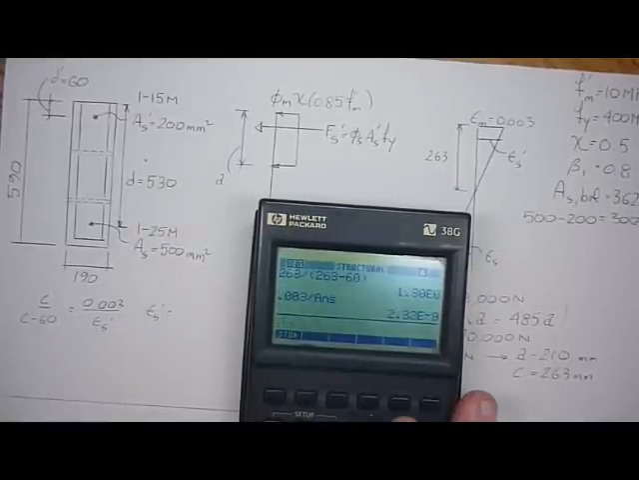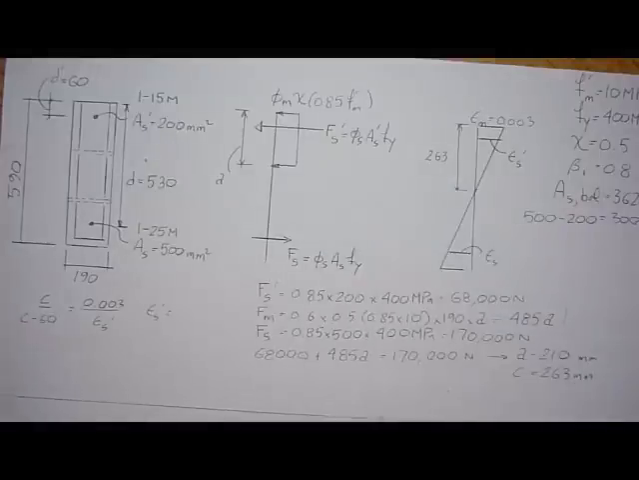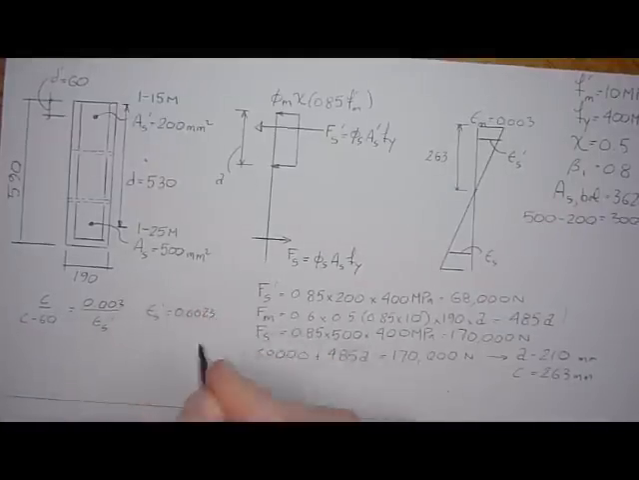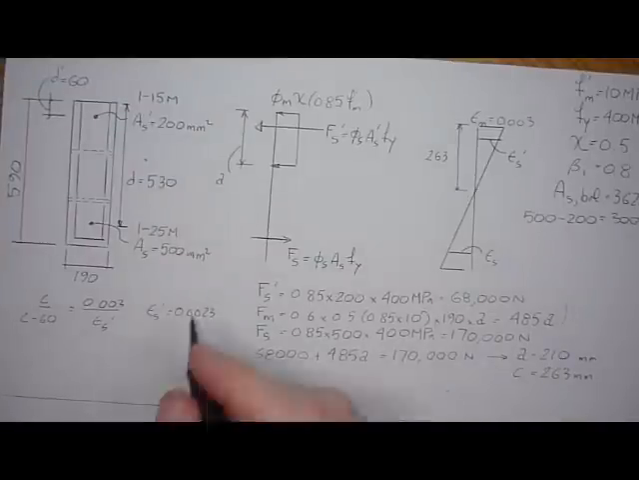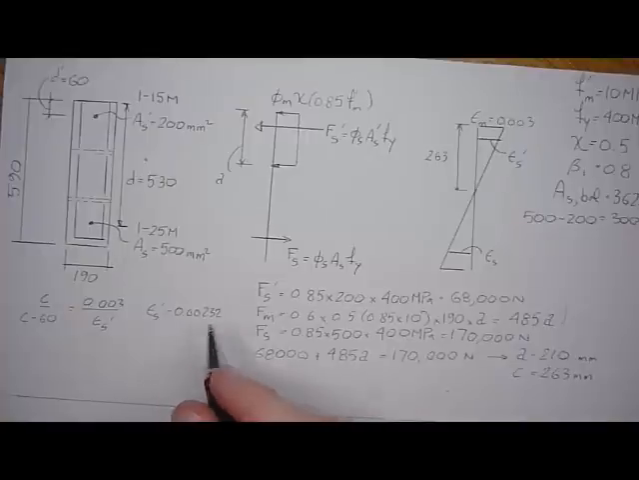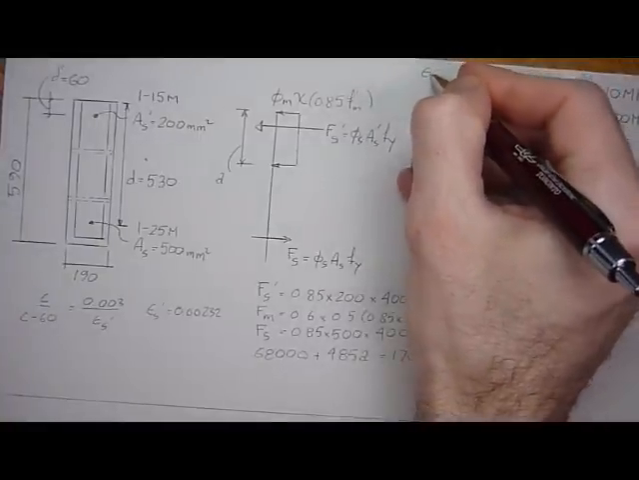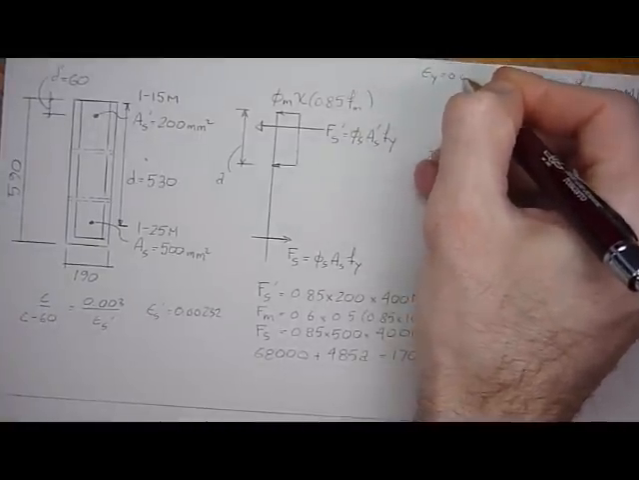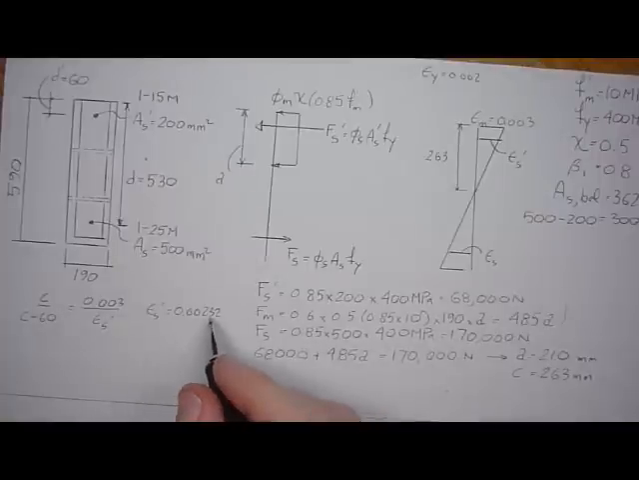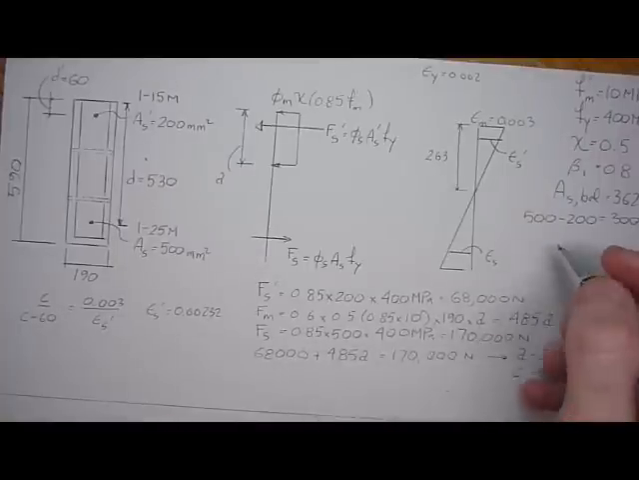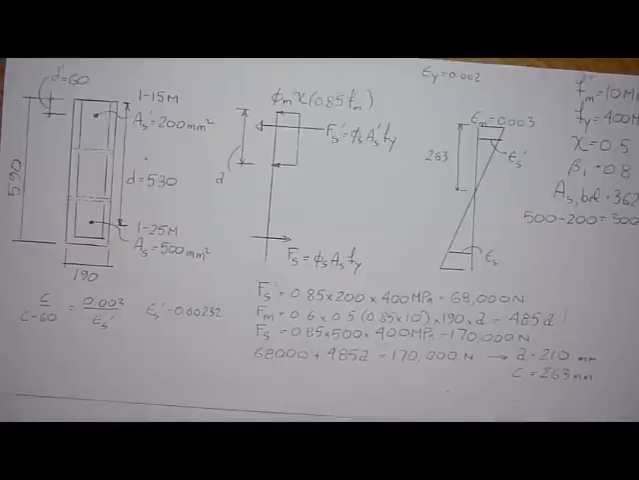Strain in the steel is 2.32 times 10 to the minus 3. So that's 0.00232, and that's above 0.002, which is the yield strain of steel. Right, the yield strain of steel is 0.002, and so long as we're above it, then the stress is 400. And we can do the same for the bottom steel.